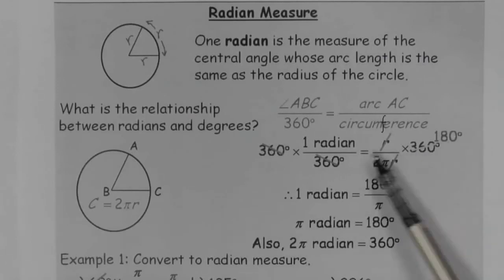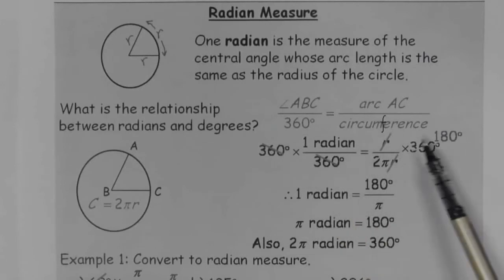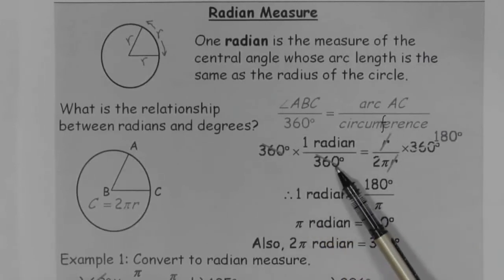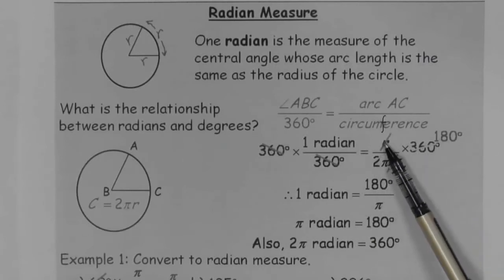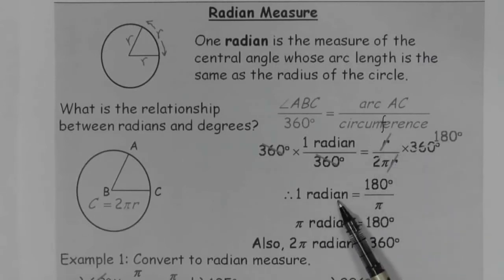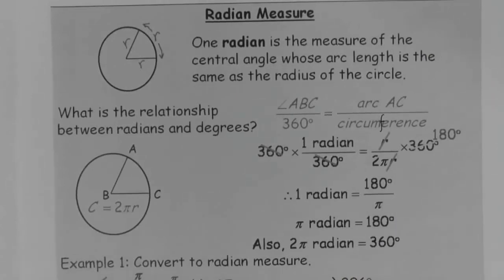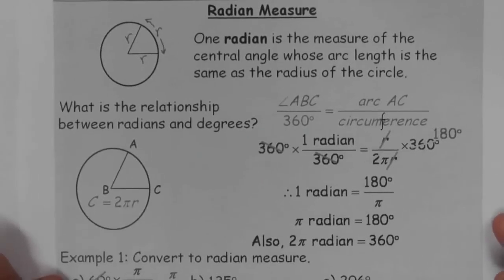When I do then the multiplication of 360 on both sides of my proportion, I can then simplify the 360 degrees here, simplify the 360 with a 2, the r with the r, and I end up that 1 radian is equivalent to 180 degrees divided by pi. Pi being obviously that famous 3.142 number, irrational number, okay?